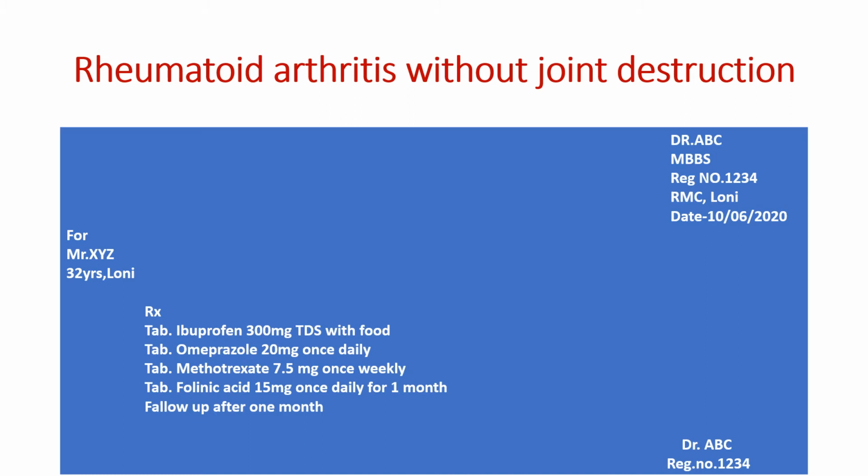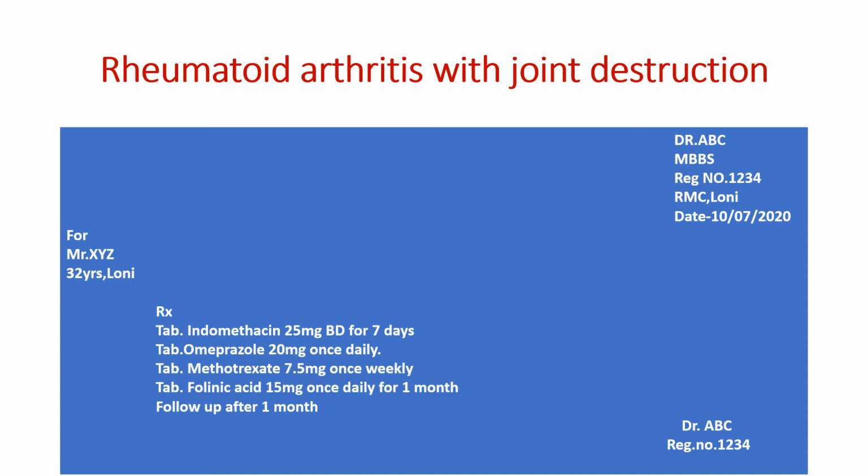Now we will see the prescription for rheumatoid arthritis with joint destruction. The drugs given are tablet indomethacin 25 mg BD for 7 days, tab omeprazole 20 mg once daily, tab methotrexate 7.5 mg once weekly, and tab folinic acid 50 mg once daily for 1 month. Follow-up is recommended after 1 month.